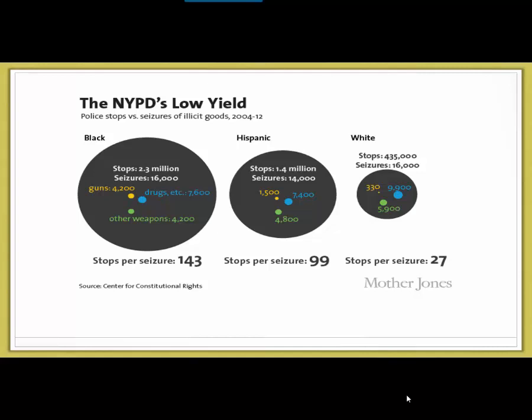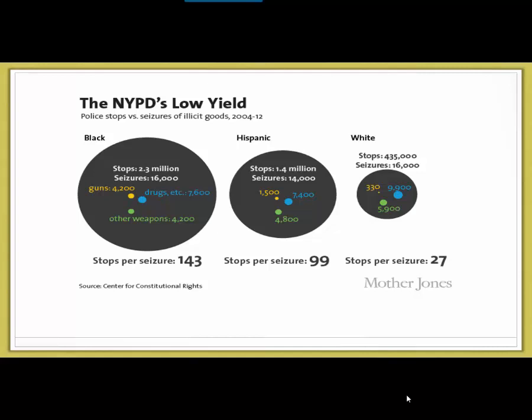And so if you're looking at it, 143 stops before you have a successful seizure is just a dismal rate. It literally means you inconvenienced and harassed 143 citizens who were doing nothing wrong, and you found nothing. 27 is not a bad number. It is literally almost a 25% success rate.